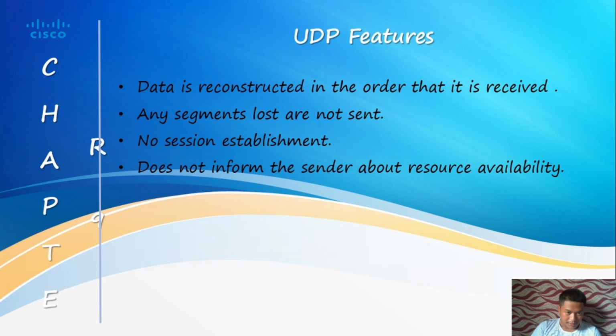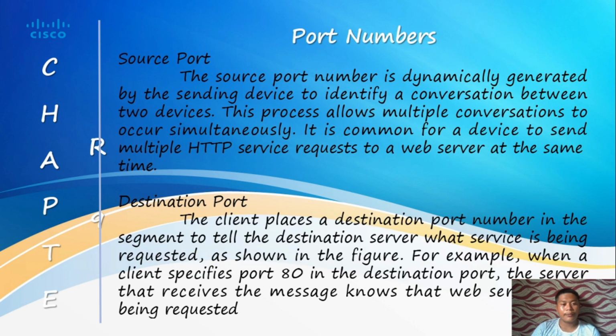Does not inform the sender about the resource availability. Port number, source port and destination port. Source port is the number dynamically generated by the sending device to identify a conversation between two devices. This process allows multiple conversations to occur simultaneously. It is common for a device to send multiple HTTP service requests to a web server at the same time.